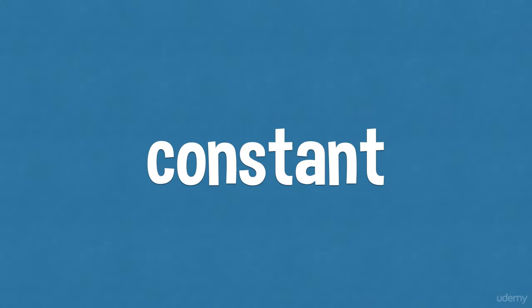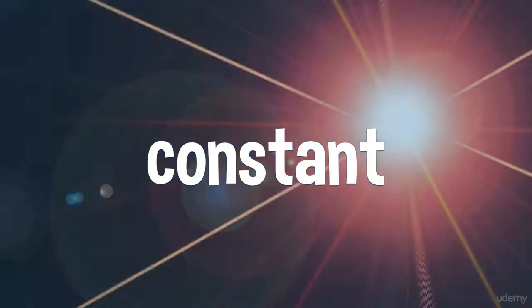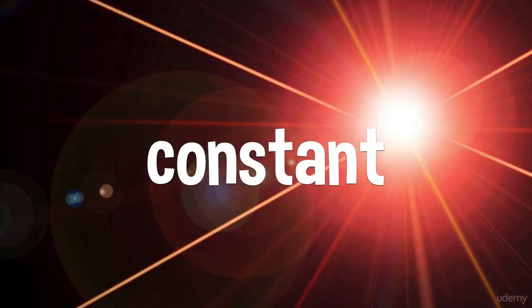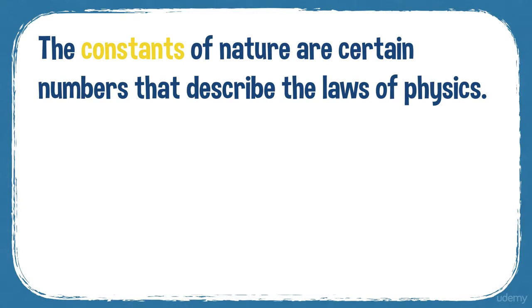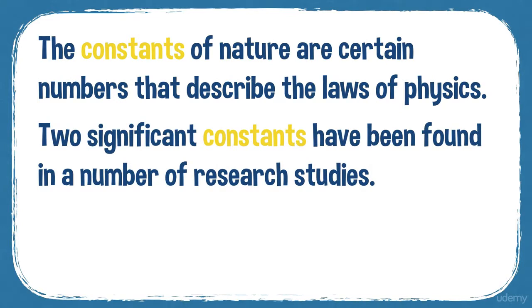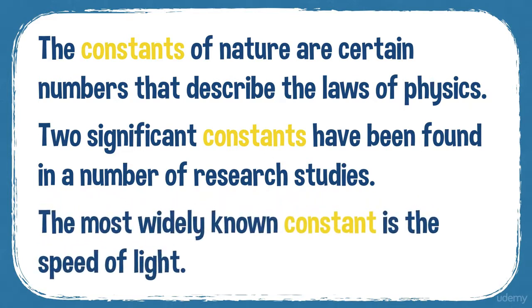Constant. A constant is a thing or a value that always stays the same. It never changes. So, for example, the speed of light is a constant. It never changes. So, for example, the constants of nature are certain numbers that describe the laws of physics. 2 significant constants have been found in a number of research studies. The most widely known constant is the speed of light.